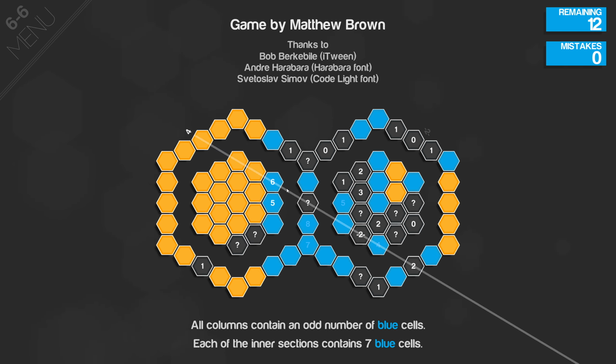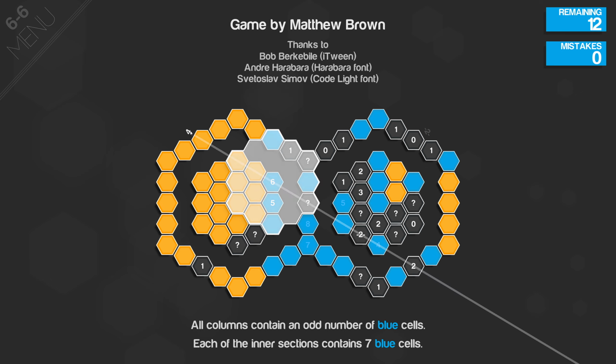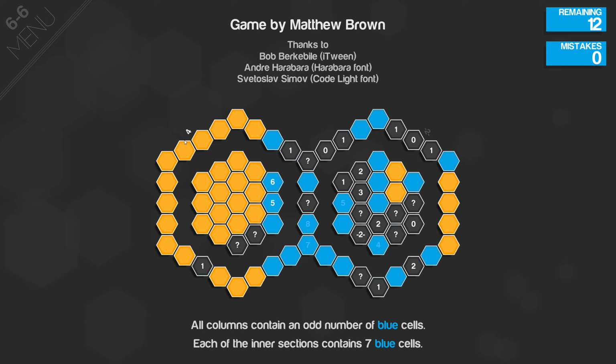This now has 1, 2, 3. We need 1 of those to be blue. So this 6 has 1, 2, 3, 4. At maximum, 1 of these can be blue, so we need 2 of these to be blue. 1, 2, 3, 4, 5. 1 of these to be blue. 1 of those there. Definitely solved for that.